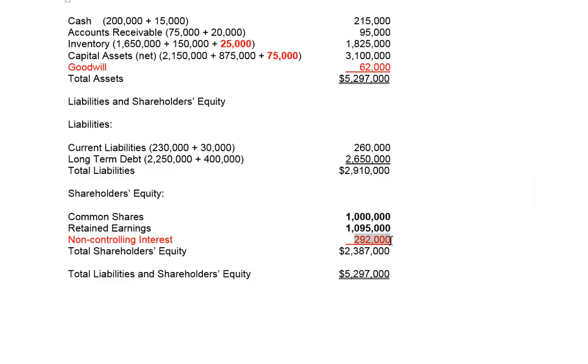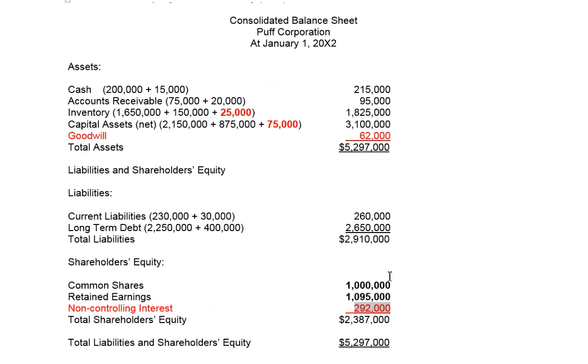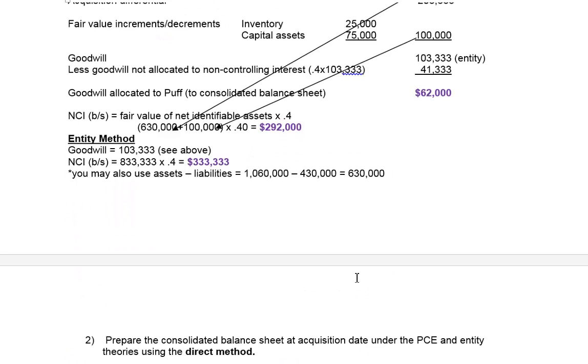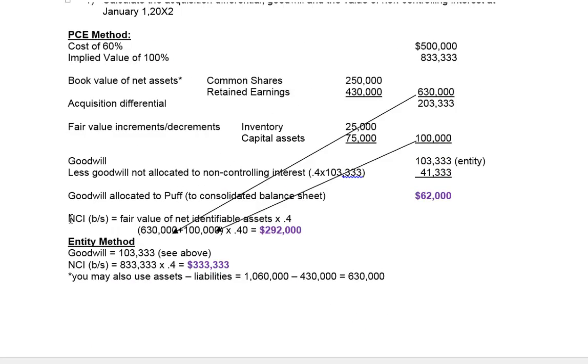We already discussed under PCE why we have 292,000 and not 333,333 for NCI, because under parent company extension theory, don't forget NCI only gets allocated its percentage share of the fair value of the net identifiable assets of the sub, which is basically its book or carrying value at the date they became related, plus the fair value increments. Add those together and take 40% of it, and that's where you'll get 292,000. So again, we did that calculation for you right up here.